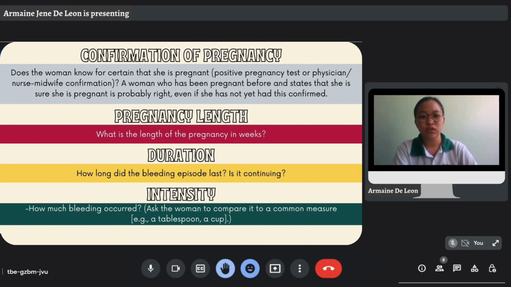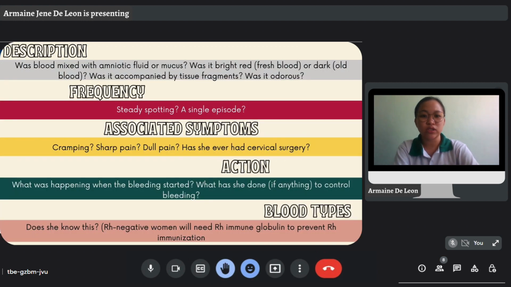So in the duration, we are going to ask the client how long did the bleeding episode last or is it continuing. And in the intensity, we're going to ask how much bleeding occurred. Ask the woman to compare it in the common measure. So we're going to ask the client to describe, was the blood mixed with amniotic fluid or mucus? Was it bright red that represents fresh blood or dark that represents old blood? Was it accompanied with tissue fragments or was it odorous? And next is frequency. Is it steady spotting or a single episode?